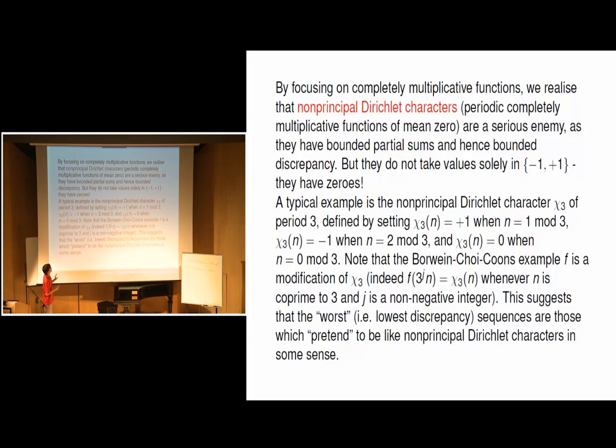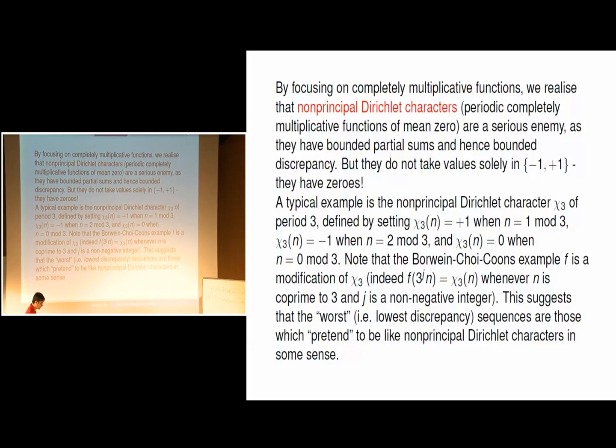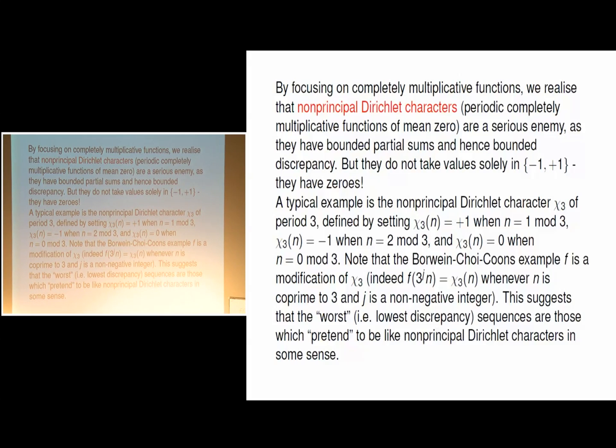But these Dirichlet characters are almost counterexamples. They have bounded sums. They're completely multiplicative. They just happen to be 0 a small portion of the time. For example, this character I just described is 0 one third of the time. You can try to fix it. You can try to modify your Dirichlet character so it's not 0 at, say, multiples of 3. And this is where the Borwein-Choi-Coons example comes from. You can think of that as the most natural modification of the Dirichlet example to make it non-zero.